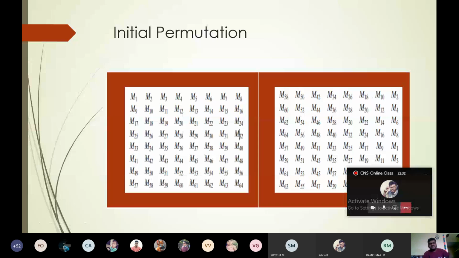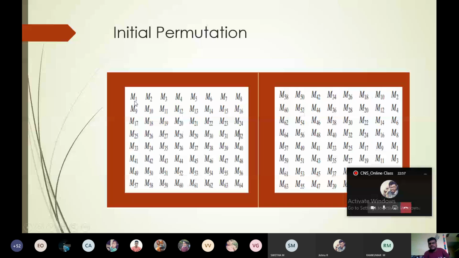After the initial permutation, M1 shifted to this place. So this is not a fixed one. That rearrangement will occur in different manners. So this is not a final one. For example, if M1 is in the first place, after the initial permutation M1 will be in any of the places. So in this example, M1 is placed here.